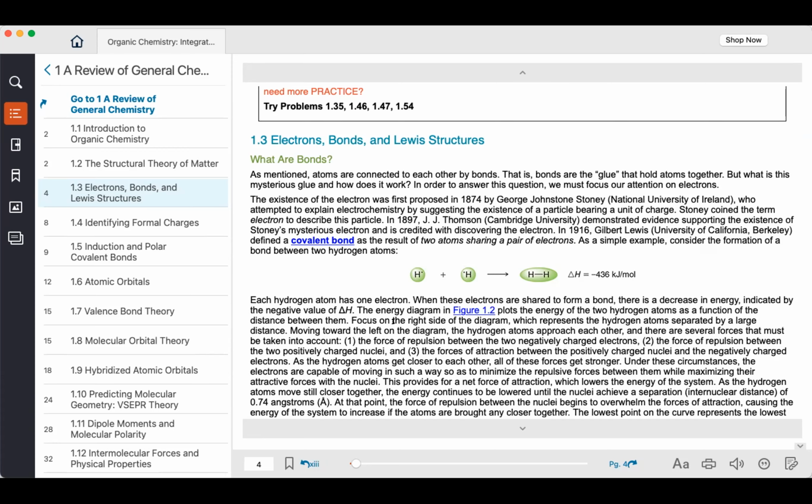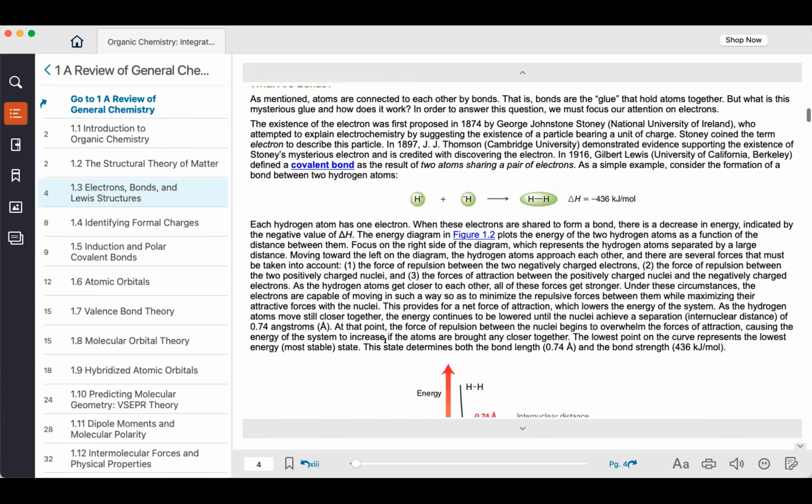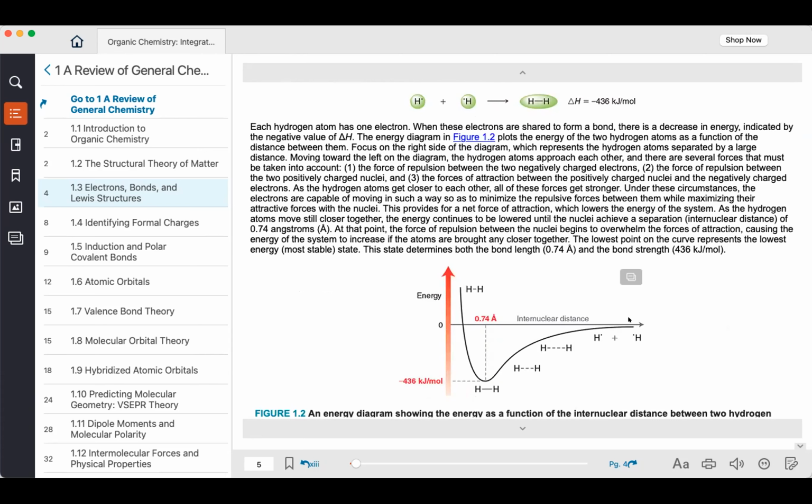And how precisely this bond is formed from the two electrons is shown here in this diagram. In general, energy increases as you go up the y-axis, and internuclear distance, that is the distance between the two atoms, goes down as you go left towards 0 on the x-axis. So we start with the two hydrogen atoms infinitely apart from each other, and as they come together, you start to have some interaction between the two electrons.